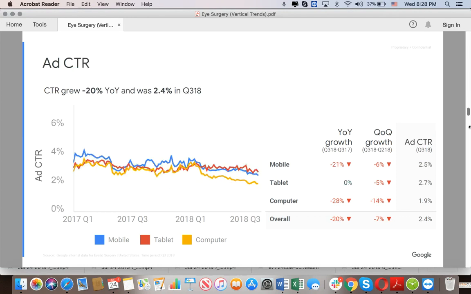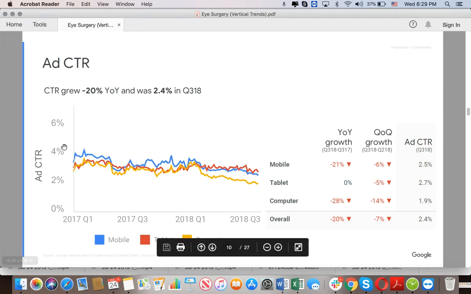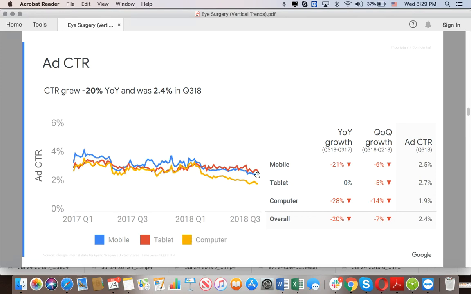CTR is the click-through rate: 100 impressions, 4 clicks, it's 4%. Average CTR for this industry in 2017 was around 4%. You see this on the left. And right now, all of the platforms are going down. The reason why: the market is full of advertisers. A lot of people advertise.